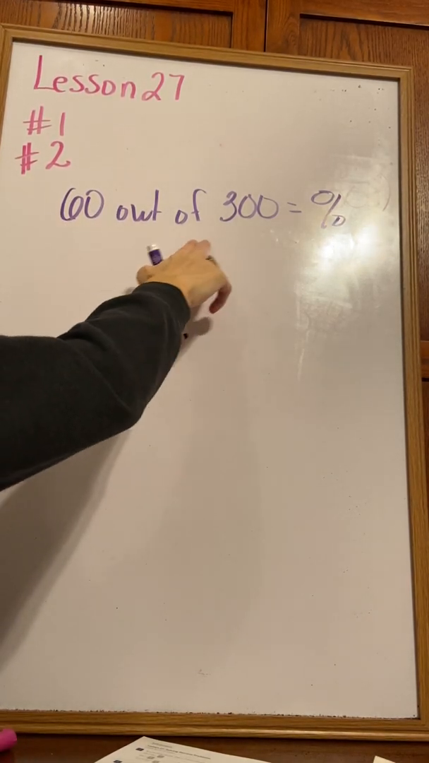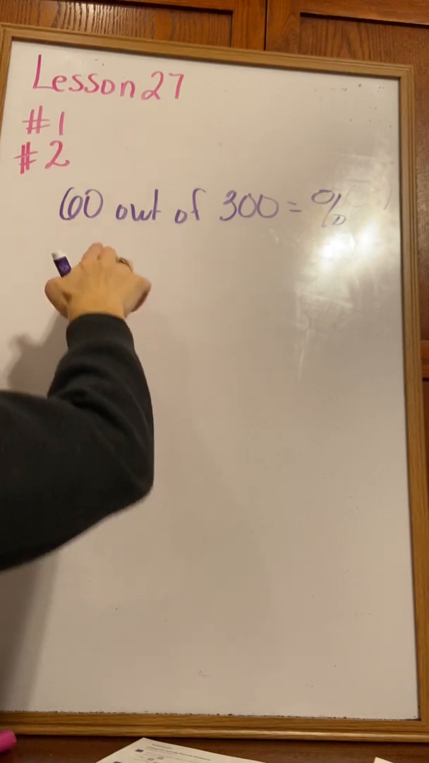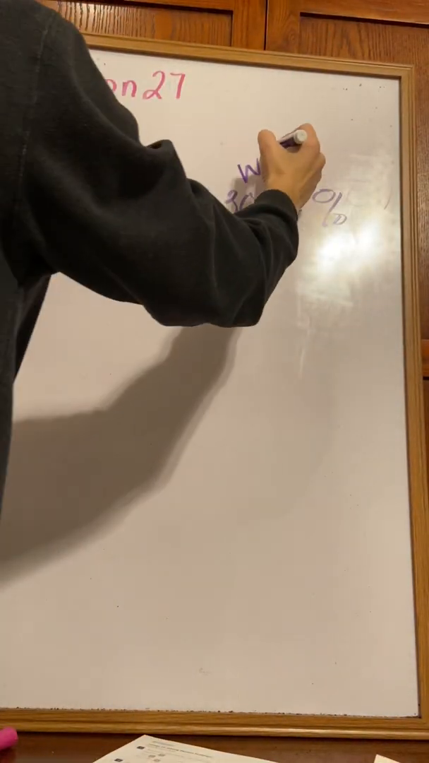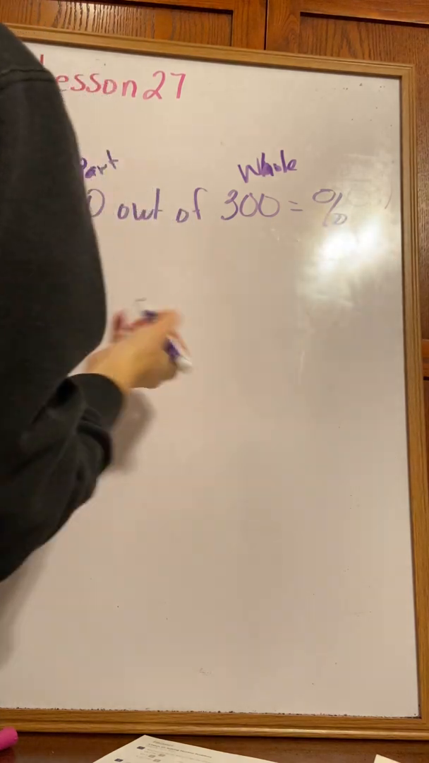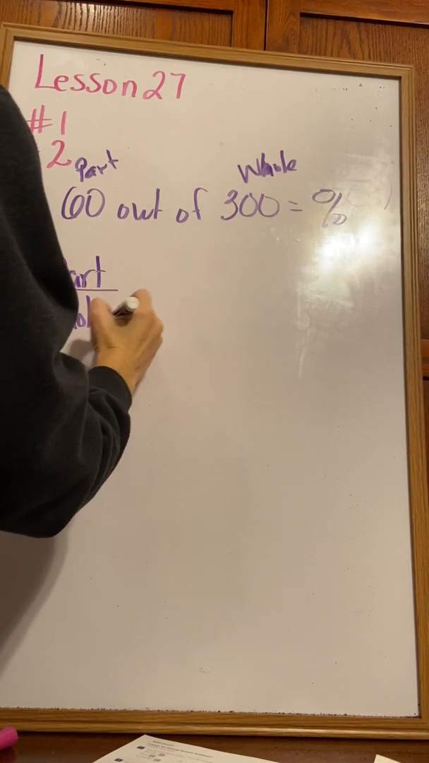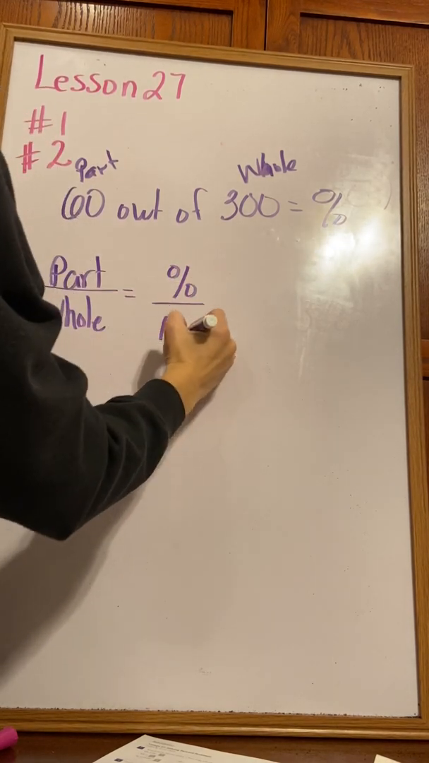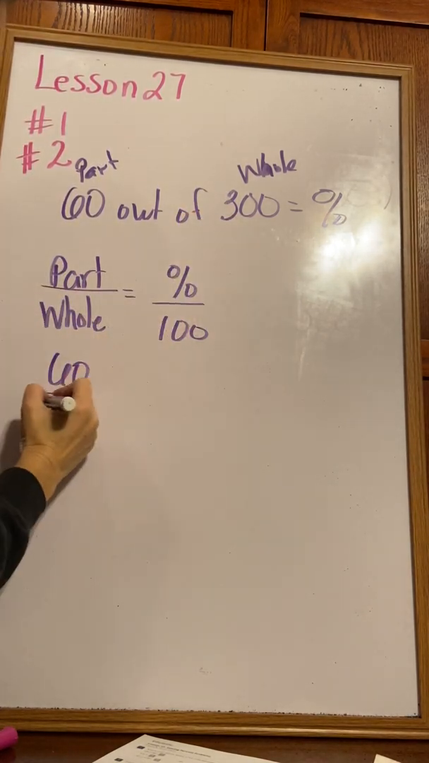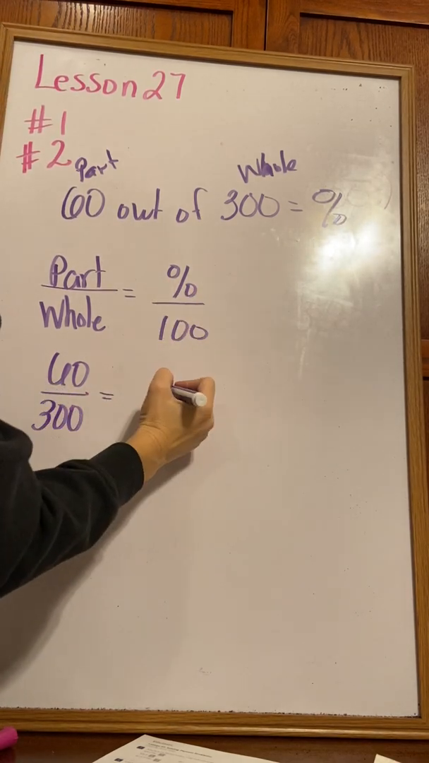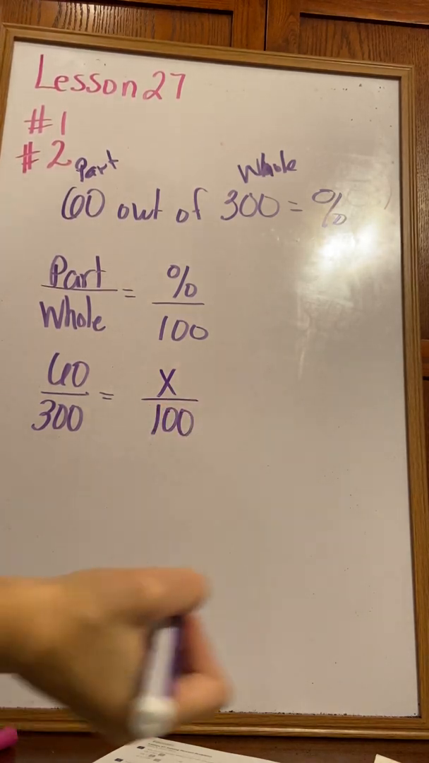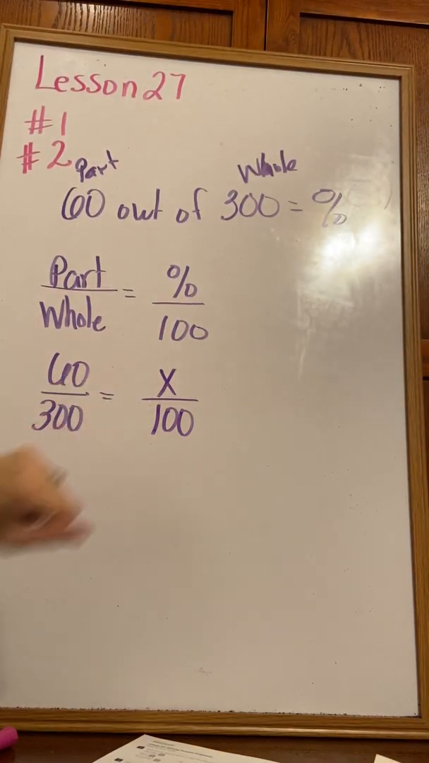So 60 out of 300, that's a fraction, okay? This is the part. This is the whole. And this is the percent. So if we do part over whole equals percent over 100. The part is 60. The whole is 300. The percent is, oh no, we don't know. There's our x this time. Out of 100. So the x moved, the mystery number moved.